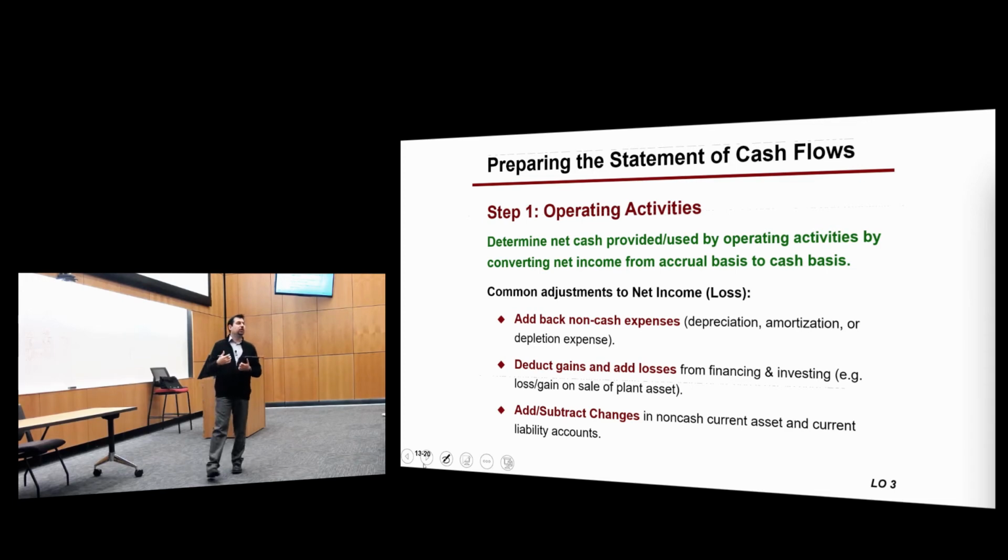As a result, you have to deduct or subtract gains, and losses which have decreased your net income, they should not have under the cash basis. So what do you do? You put them back. You add those losses and you subtract gains. And finally, you analyze non-cash current assets like inventory and accounts receivable, and then you also look at non-cash current liabilities such as accounts payable. You see the difference between the two, and we will see now. We will do one by one.